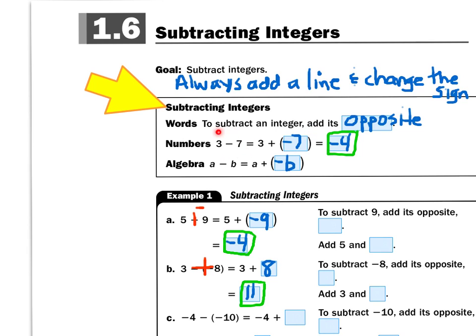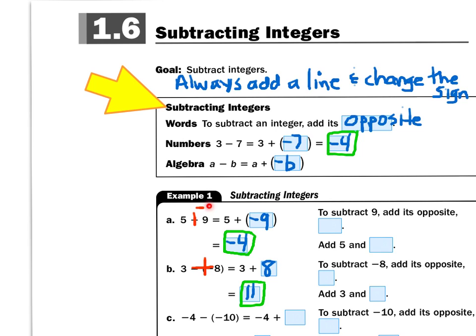So instead of writing something like 3 minus 7, I want you to add a line to make it a plus, and then change the sign of the 7. So it's 3 plus negative 7. And of course, that would give us an answer of negative 4. In algebra, a minus b is exactly the same thing as a plus the opposite of b.